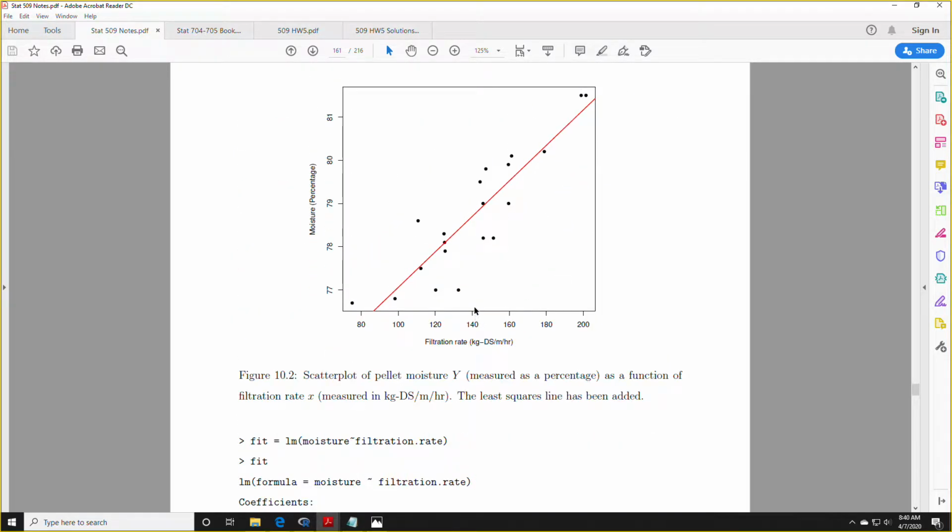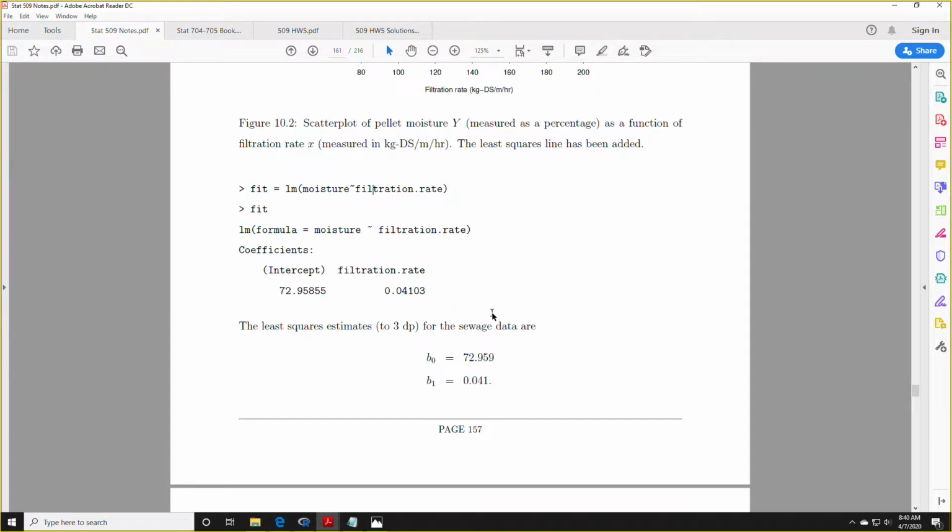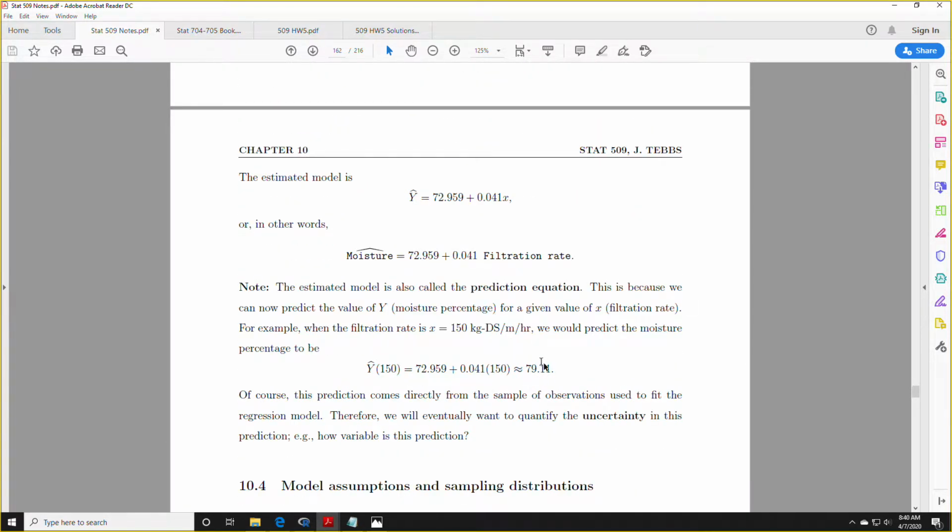And what that's going to spit out, if filtration rate is 150, like right in here, the prediction from the model is just going to be the y point wherever that x is on the red line, right? So if filtration rate is 150, then it looks like it's going to be slightly above 79 maybe, or right around 79 is what the prediction is going to be. And we can see that's what it is, okay?